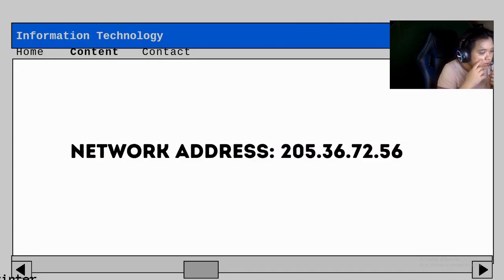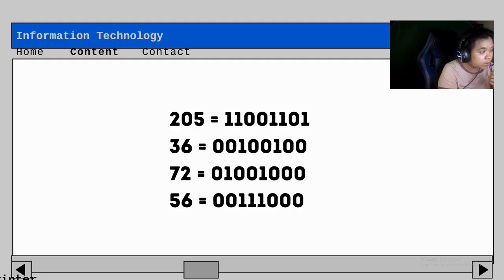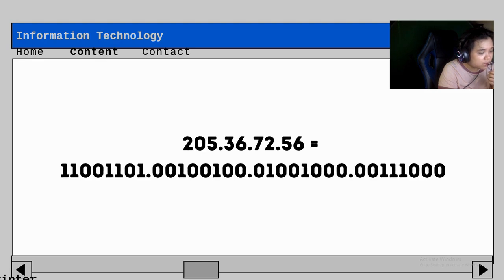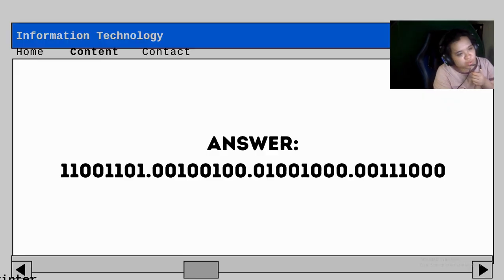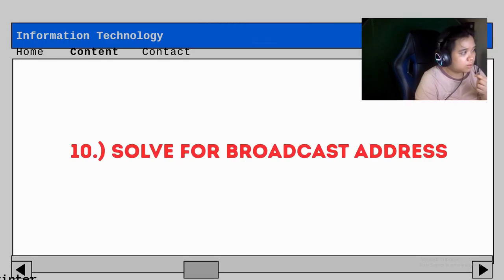So for number 9, we are asked to convert the network address 205.36.72.56 to binary. So we convert each octet separately using the binary place values 128, 64, 32, 16, 8, 4, 2, and 1. So the first octet is 205, 11001101. The second number 36 becomes 00100100. Then 72 becomes 01001000. And 56 becomes 00111000. After combining all 4 octets, the binary IP address is 11001101.00100100.01001000.00111000.